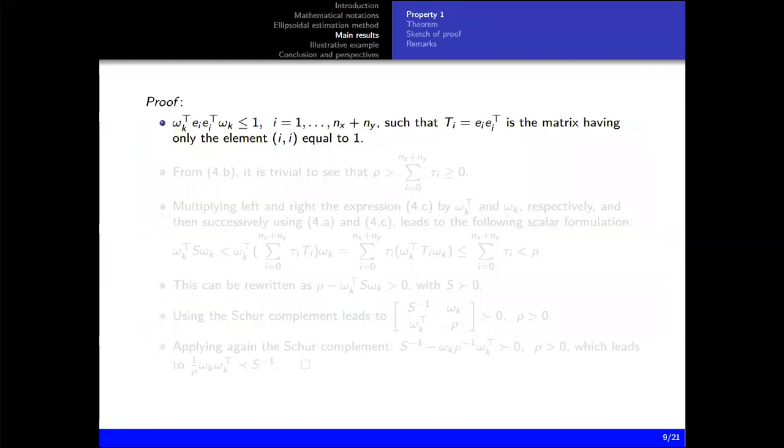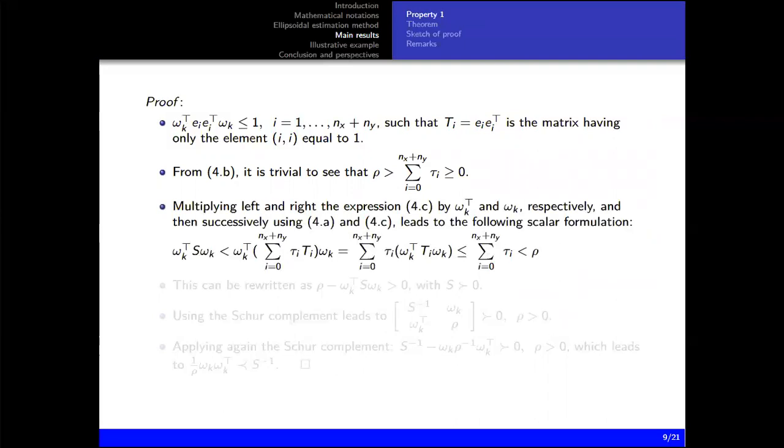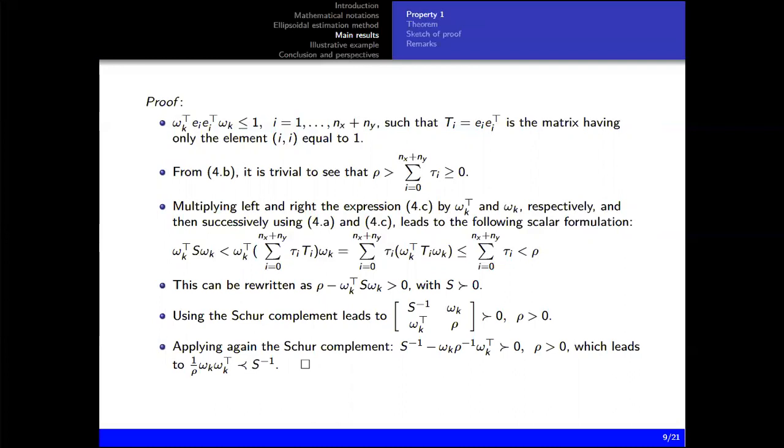Here, I will give you the proof of this property. We can easily see that omega_k transpose T_i omega_k is less than or equal to 1. From 4b, we can see that rho is strictly positive. Multiplying the left and right of expression 4c by omega_k transpose and omega_k respectively, and then successively 4a and 4c, leads to the following scalar formulation: rho minus omega_k transpose S omega_k is strictly positive, with S positive definite. Using Schur complements leads to the result.